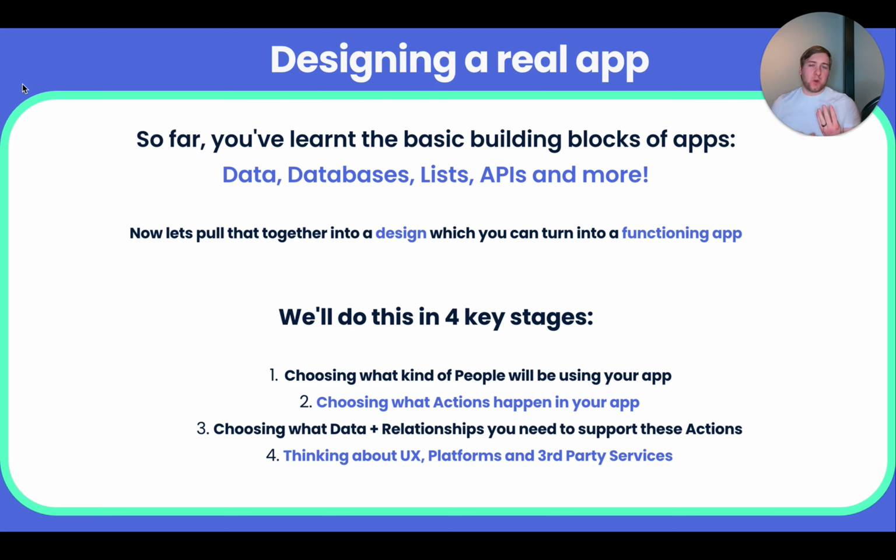Now we're going to do this in 4 key stages. We're going to look at what kind of people will be using your app. We're going to be looking at the various different actions that are going to happen in your app. What are people going to do to get value from it? We're going to choose which kind of data and data relationships you're going to have to set up in your database in order to support those actions. And then once we've kind of figured out those basics, we'll then look at everything that sits around it. What no-code tool are you going to use? How is your UI and UX going to look? What kind of third-party services will you plug into, etc.